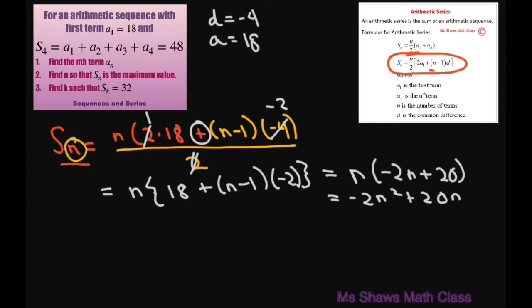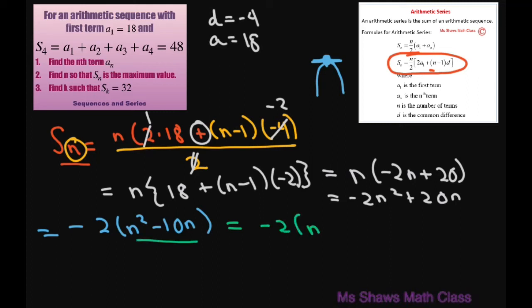We want to find the maximum value. Just looking at this, it opens down, so we're trying to find the vertex point for the maximum value. I'm going to factor out a negative 2, and I get n squared minus 10n. To get that vertex, we need to complete the square. So you write negative 2 times n squared minus 10n, and then you take half of 10 and square it, so it's 25.